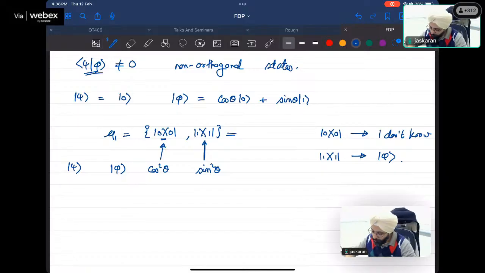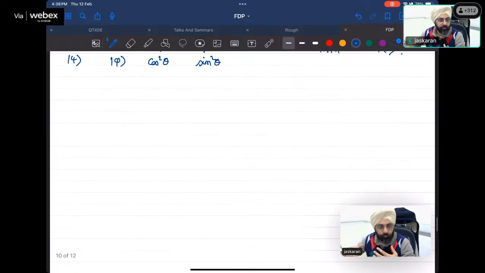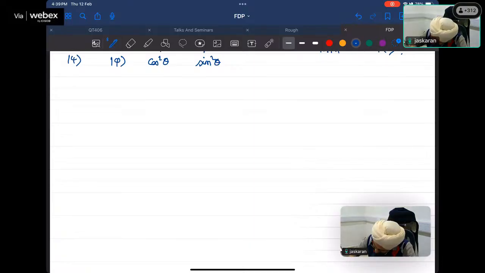However, if we go to POVMs, if we develop some positive operator value measures, then we can do this. So what we are going to do is use a measurement which will have three outcomes: E0, E1, and E2.